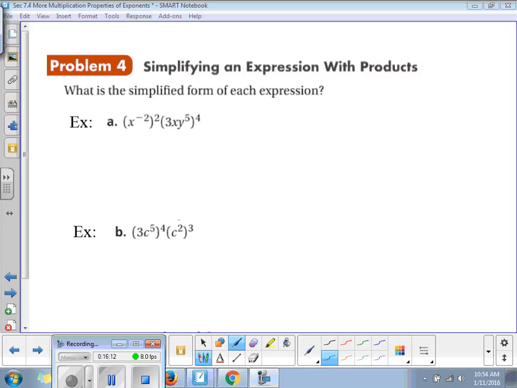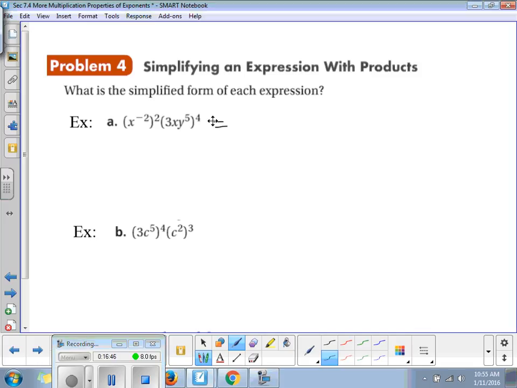Problem 4 is simplifying an expression with products. What is the simplified form of each expression? So on this, we're just putting everything that we've learned together. We have a power raised to a power, and then over here on the second factor, we have a product raised to a power. So when I have a power raised to a power, what do I do to the exponents? You multiply them. Very good.